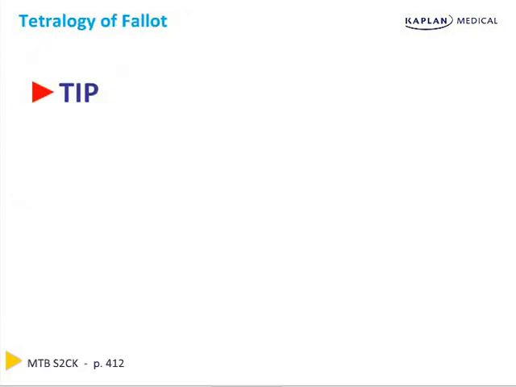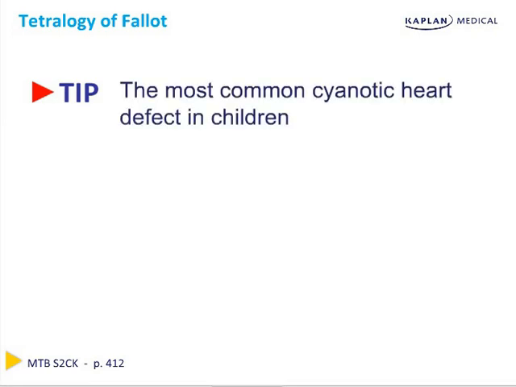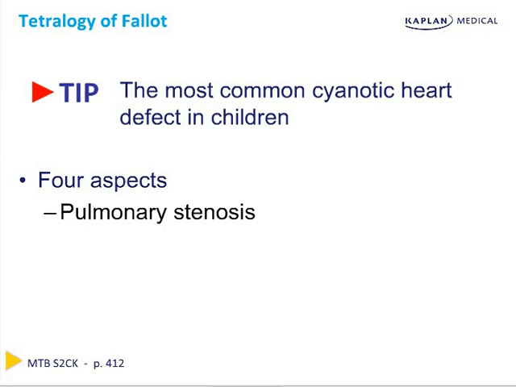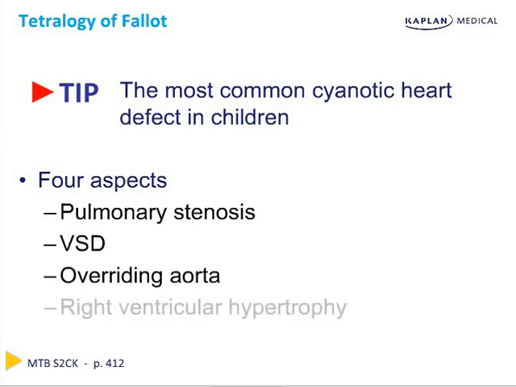To start off, you've got to know that tetralogy of Fallot is the most common cyanotic heart defect in children. Emphasis on cyanotic. This is to clue you in that you're more likely to hear about this defect than the others just due to its commonness alone. You probably recall from Step 1 the 4 components of tetralogy of Fallot. They are pulmonary stenosis, a ventricular septal defect, VSD, an overriding aorta, and right ventricular hypertrophy.